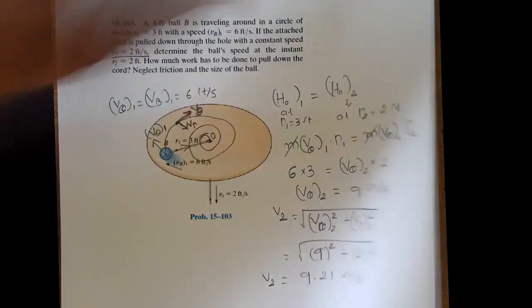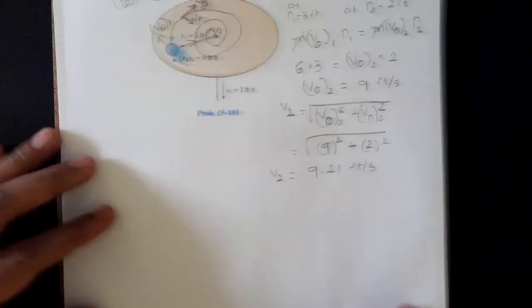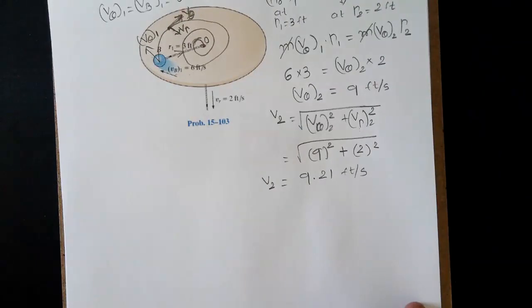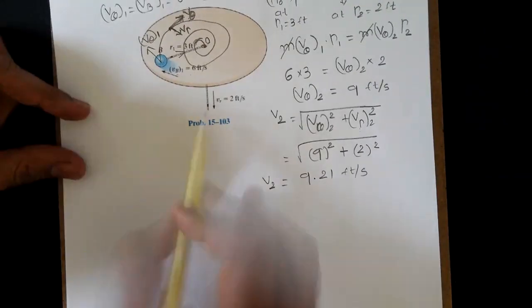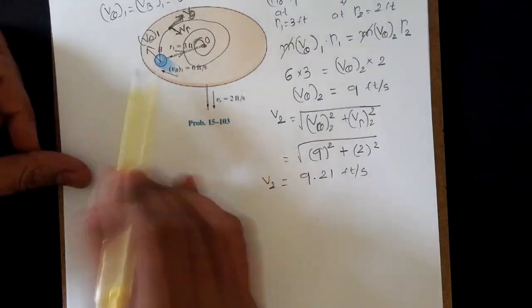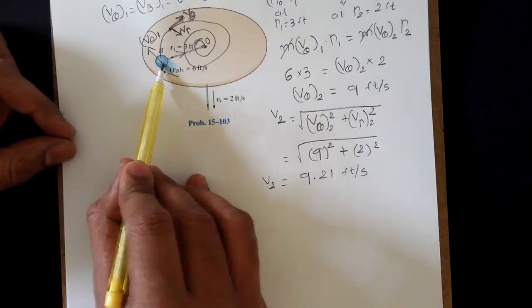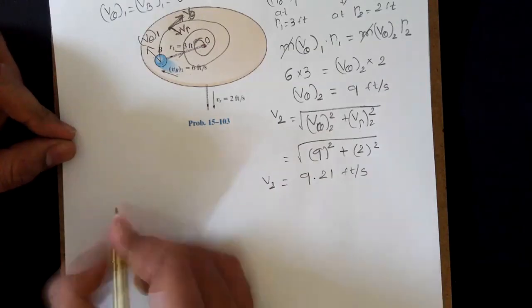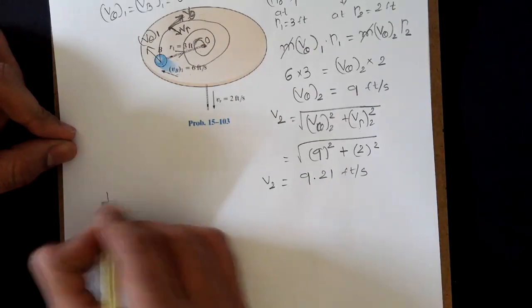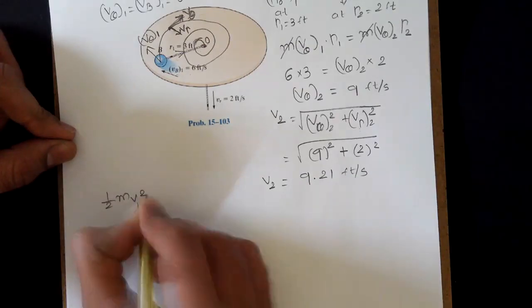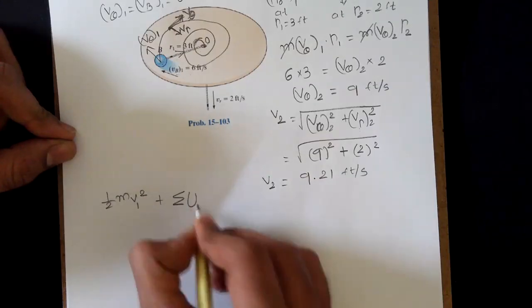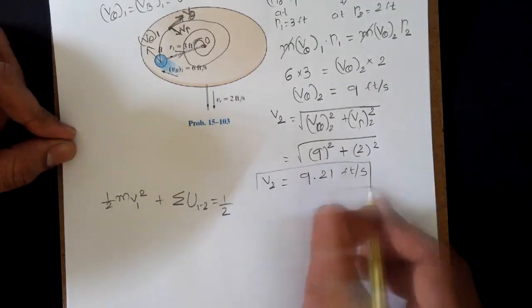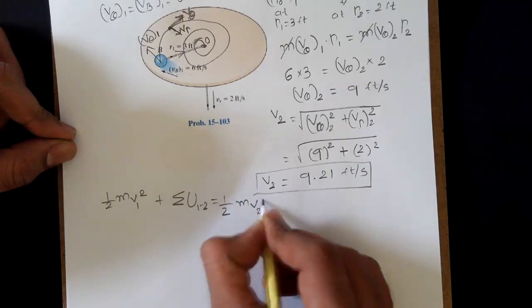For the second part of the problem, we need to calculate how much work is being done in pulling the cord and bringing the ball to 2 feet distance. So when the cord is being pulled down, it's the kinetic energy of the ball that changes. So we can apply the equation of work and energy to calculate the amount of work done. So initial kinetic energy of the ball, that is 1/2 mv1 square, plus all the work done while moving the ball from 1 to 2 is equal to final kinetic energy of the ball, 1/2 mv2 square.